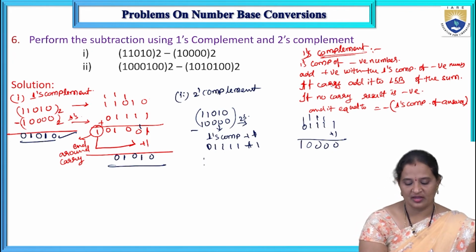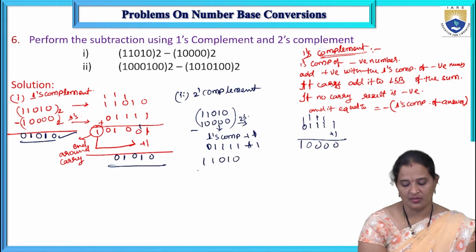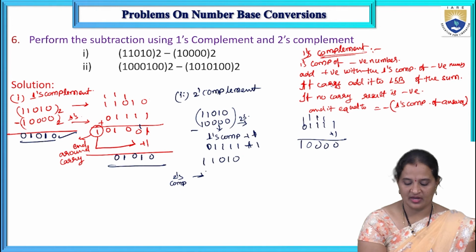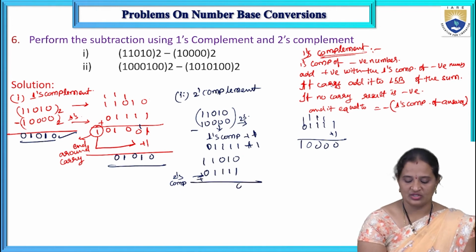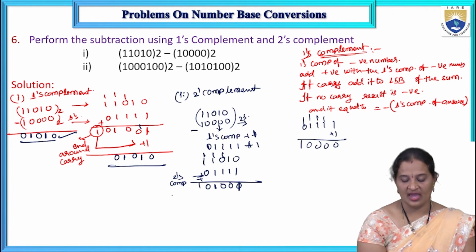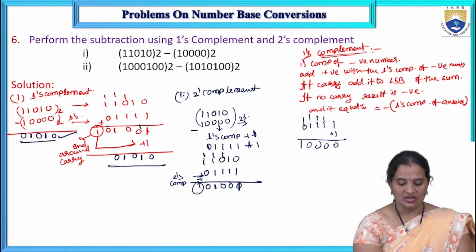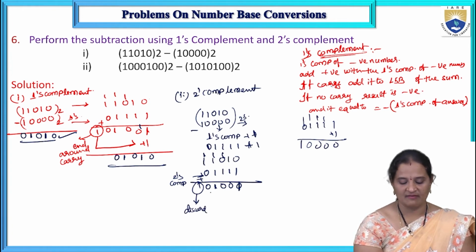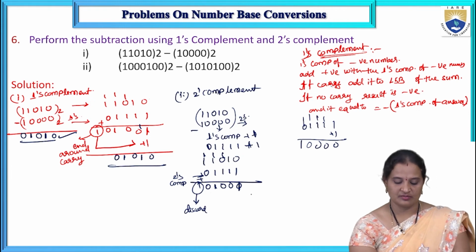Now I'm taking the numbers 11010. Next, the 2's complement of the negative number can be obtained as 01111. So now add these: 1 plus 1, 0 with a carry 1, 0 with a carry 1, 1 with a carry 1, 0 with a carry 1. So we have a carry here. In case of 2's complement, discard the carry, and the final answer is this one.